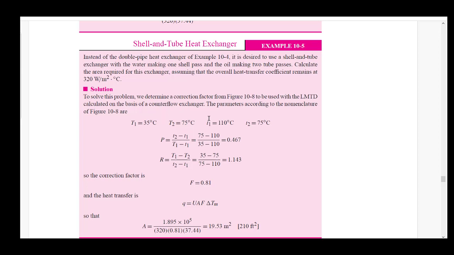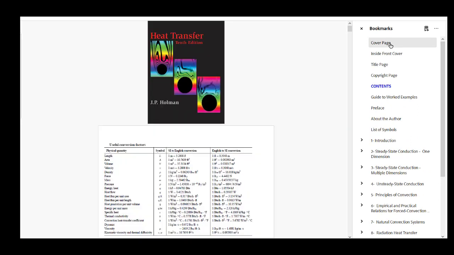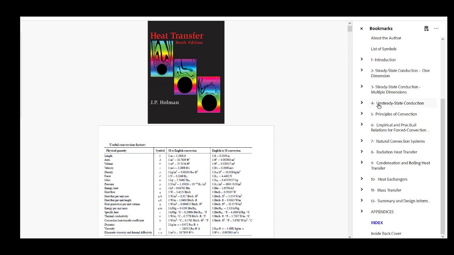In this session I want to talk about example 10.5, and like always let me introduce a reference of our discussion and our solution. The reference is the book Heat Transfer from J.P. Holman, 10th edition. This book has a lot of interesting problems and information.